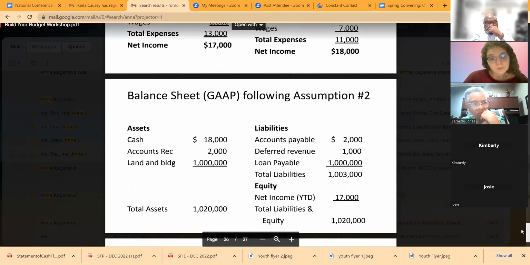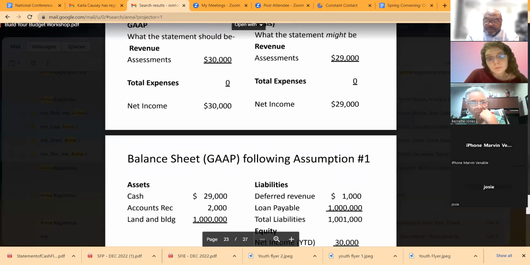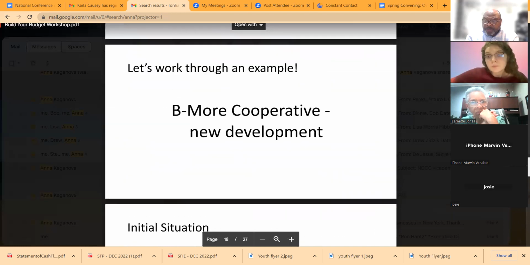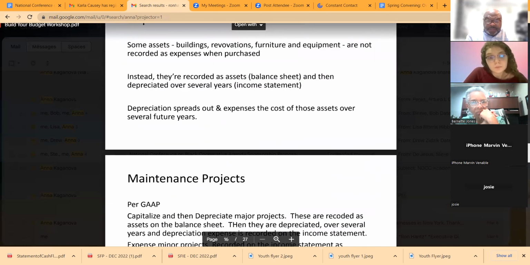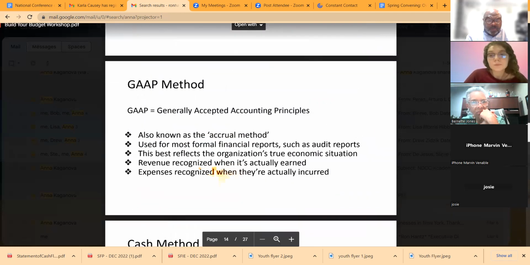So which method is recommended? Well, the recommended method is the gap method, because that's what auditors use when they're auditing your organization. Yeah, that gap method. It makes sense.